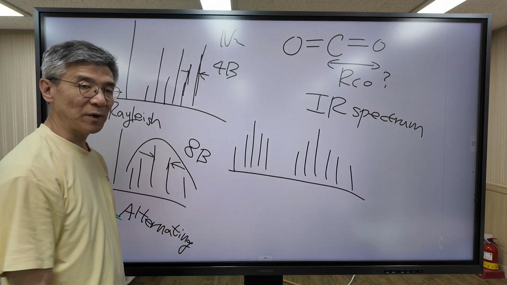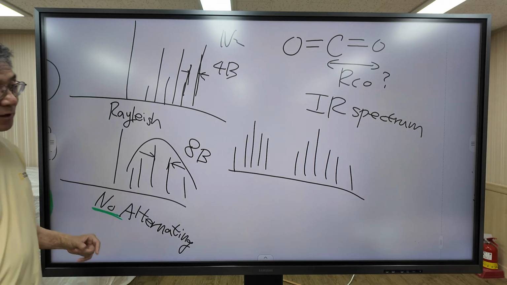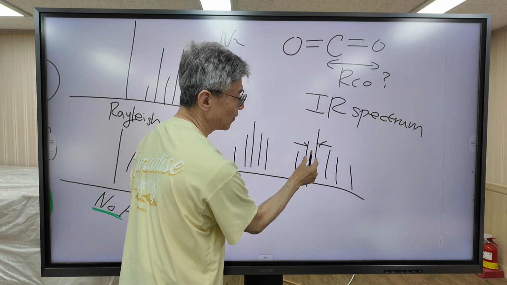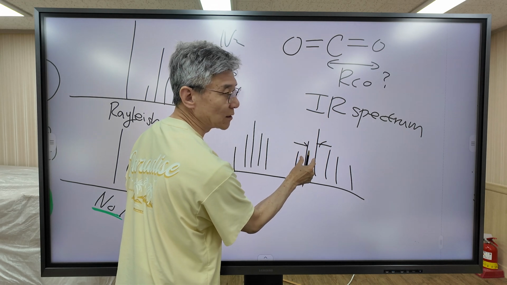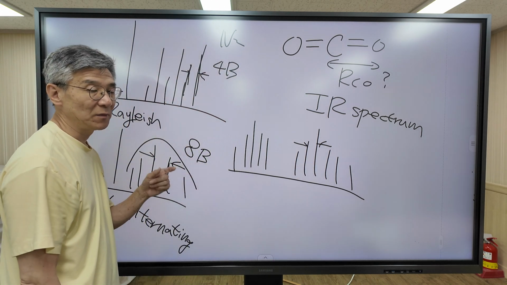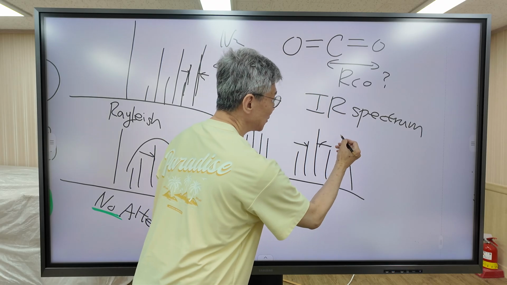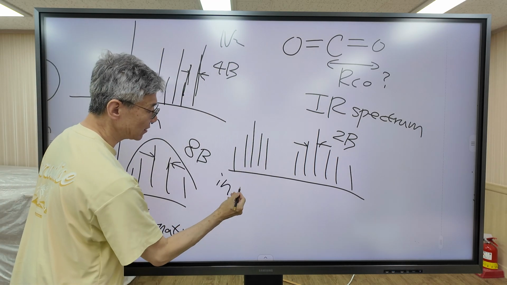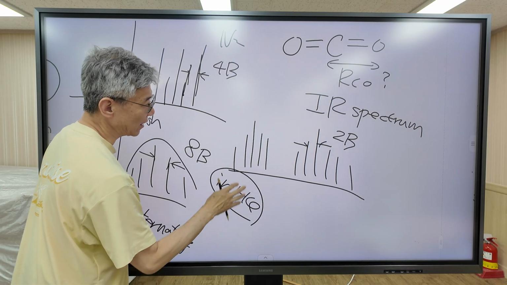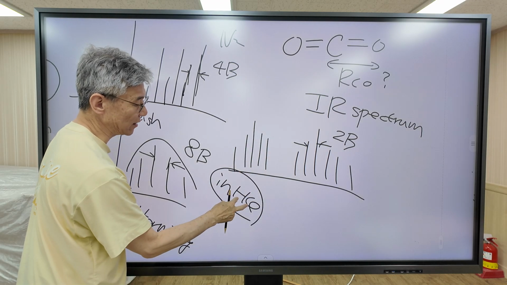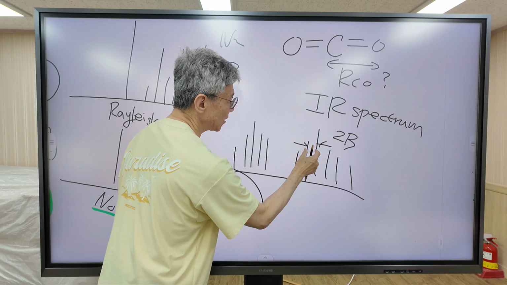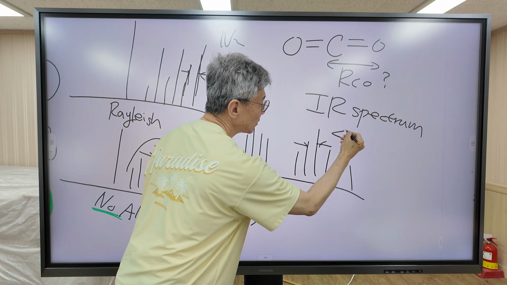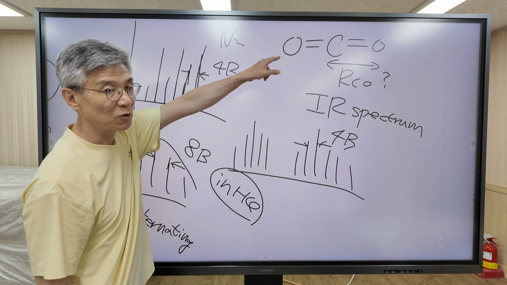This is a typical IR spectrum of a linear molecule, and you measure the peak-to-peak distance. What is the peak-to-peak distance in a normal IR spectrum? Do you remember? 2B, right? In the HCl spectrum, we analyze the IR spectrum to measure the HCl distance. We set the peak-to-peak distance to 2B. But in this case, it is not 2B. It must be 4B for the CO2 molecule.